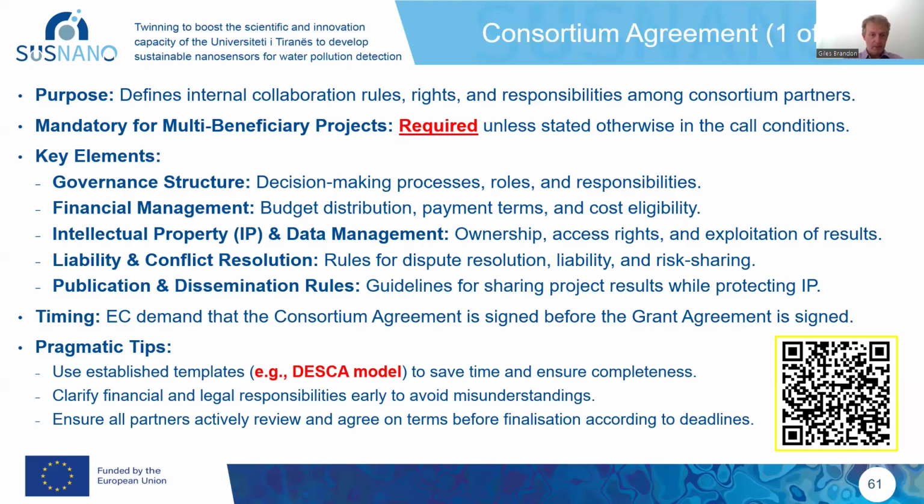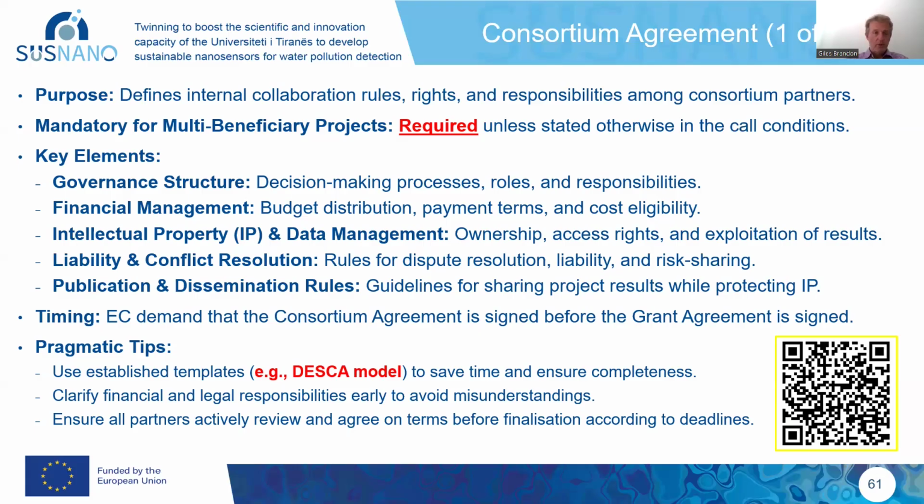Some pragmatic tips here. Don't try to invent this consortium agreement yourself from the start. It's all been done before, basically. There are established templates. The most well-known one is something called the DESCA model. I've written here in red. Use the DESCA model, it's freely available. The QR code in the bottom right will take you to the website where you can download this standard consortium agreement for use for your project.